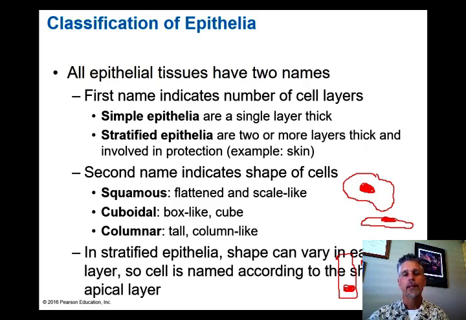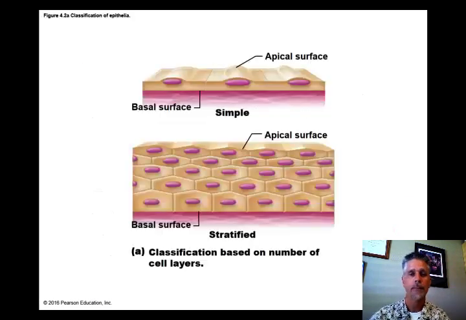So if we put those two names together, then we can describe the different types of specific epithelia. Simple squamous, simple cuboidal, simple columnar, stratified squamous, stratified cuboidal, etc. So we can see the difference between simple and stratified, right? And you notice that the deeper layers of stratified tissues don't have an apical surface, because for the deeper layers, they are touching all other cells. So it's only those at the very top that actually have a free or apical surface like that.